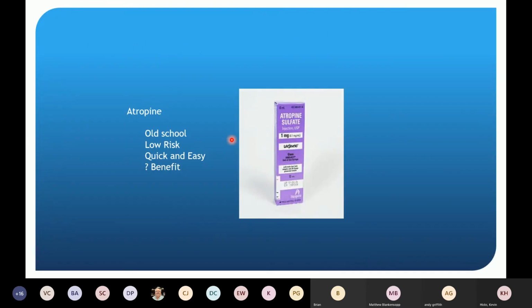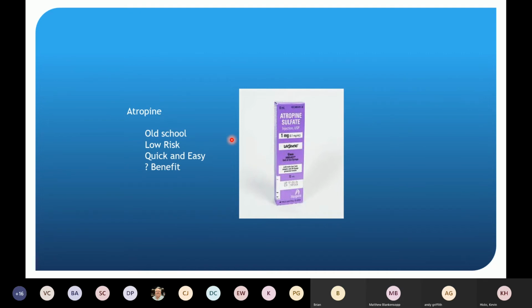So atropine's pretty good. State protocol says you start at 0.5. I think it's reasonable to give 1 milligram. If I give somebody 0.5 of atropine and they don't get better, I'm going to give them 1 milligram. If I give them 1 milligram and they don't get better, 2 milligrams is not going to help them. So atropine is quick, it's easy, there's a low risk to this drug, all right?